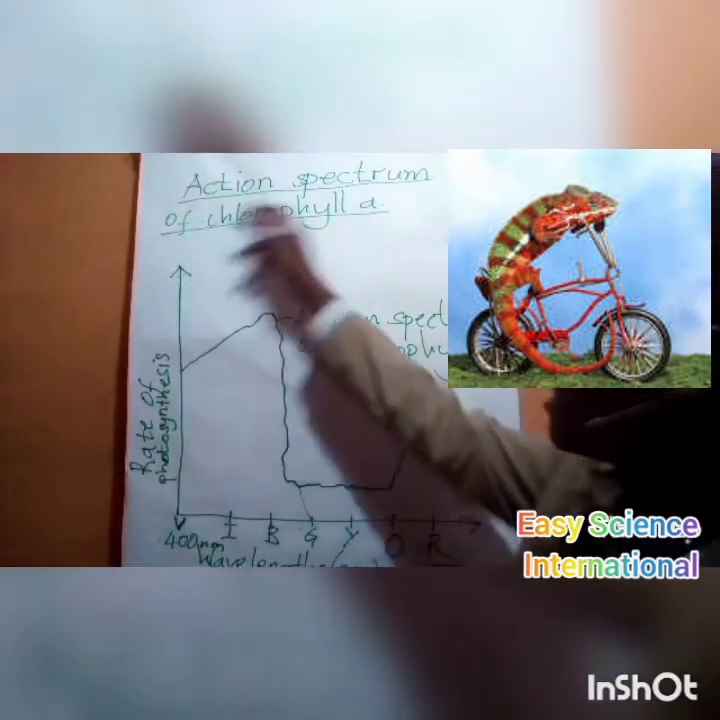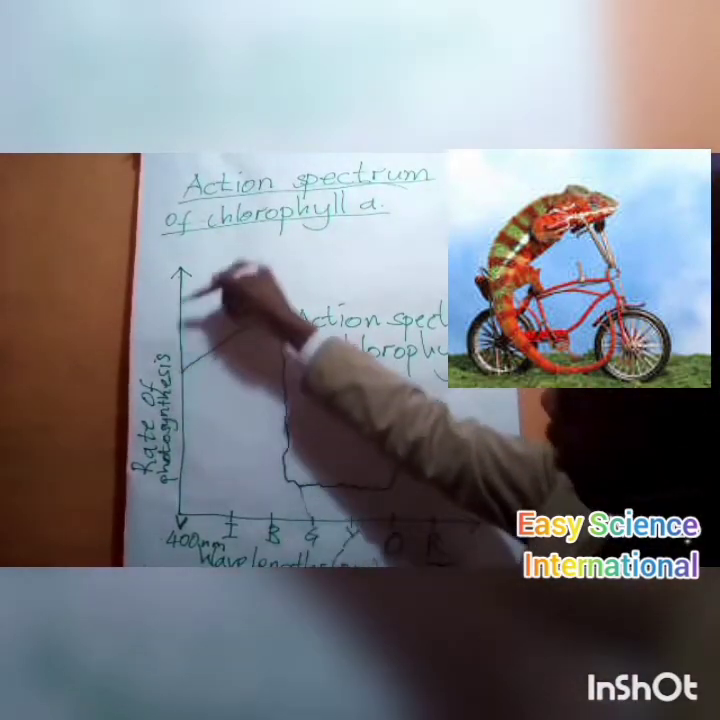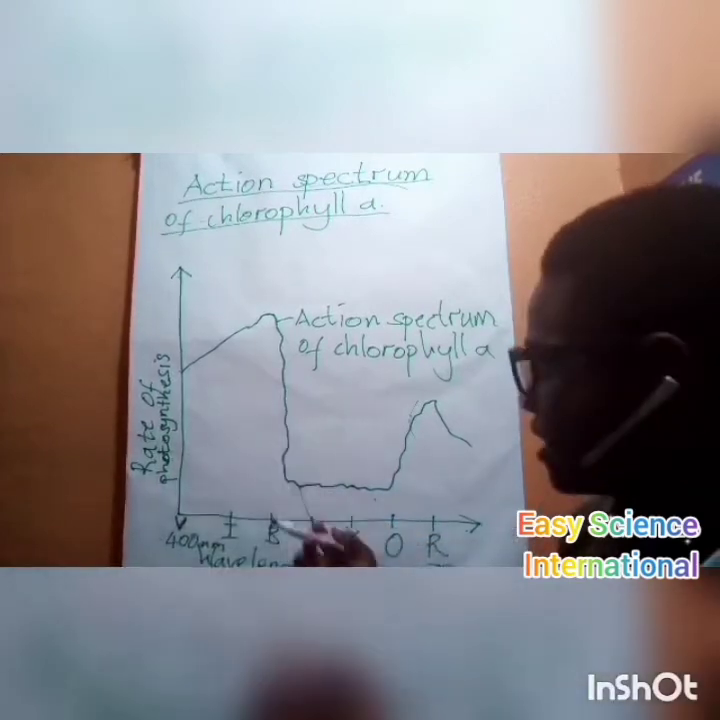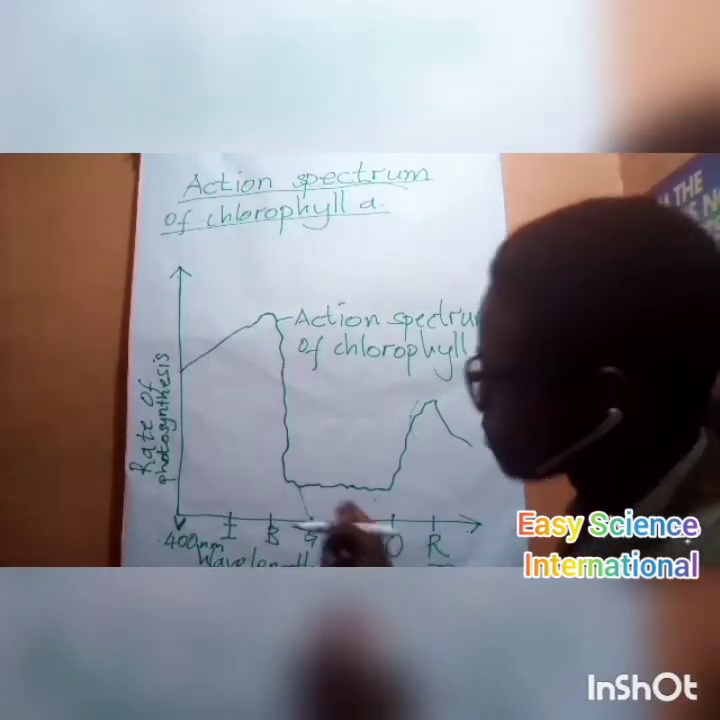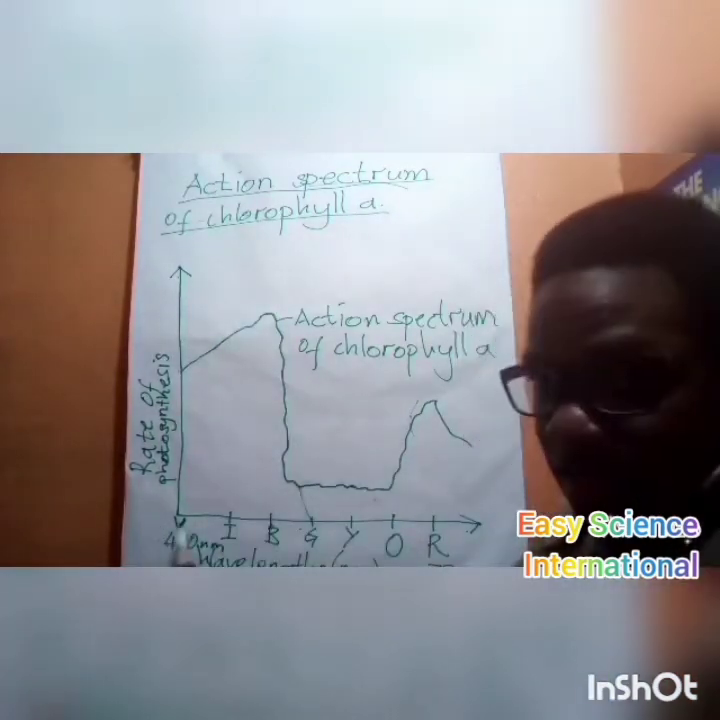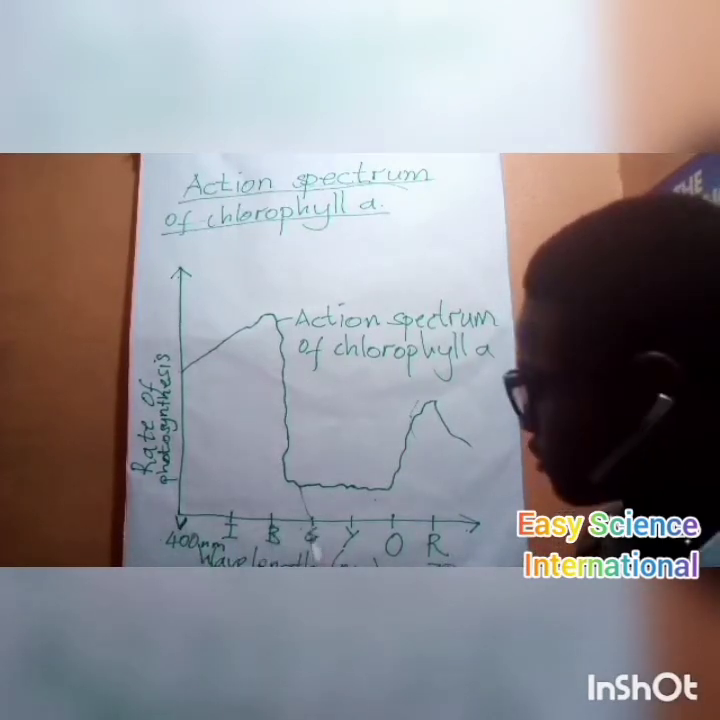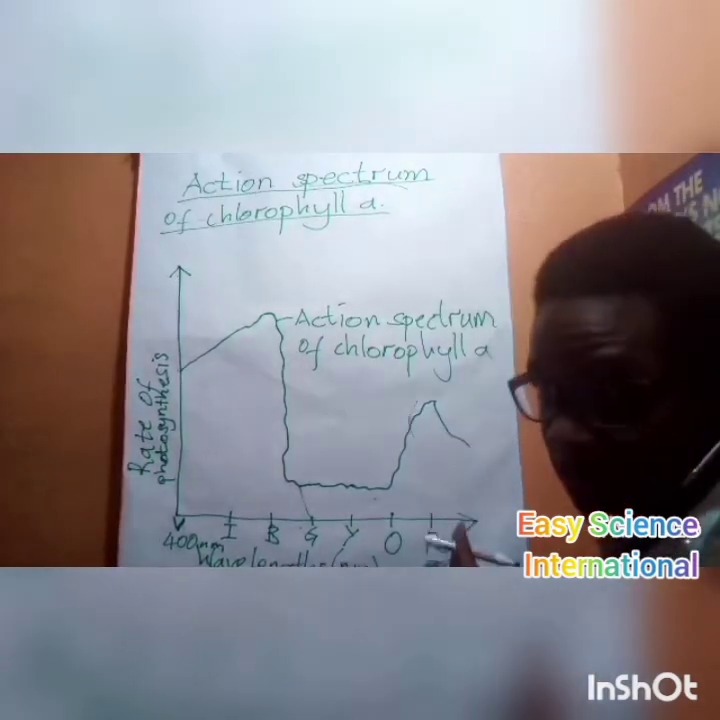So this is our action spectrum. It is a sketch. We see that on the y-axis we have the rate of photosynthesis, and on the x-axis we have the wavelength in nanometers. It goes from 400 nanometers, that is from violet, indigo, blue, green, yellow, orange, red, up to 700 nanometers, that is red.